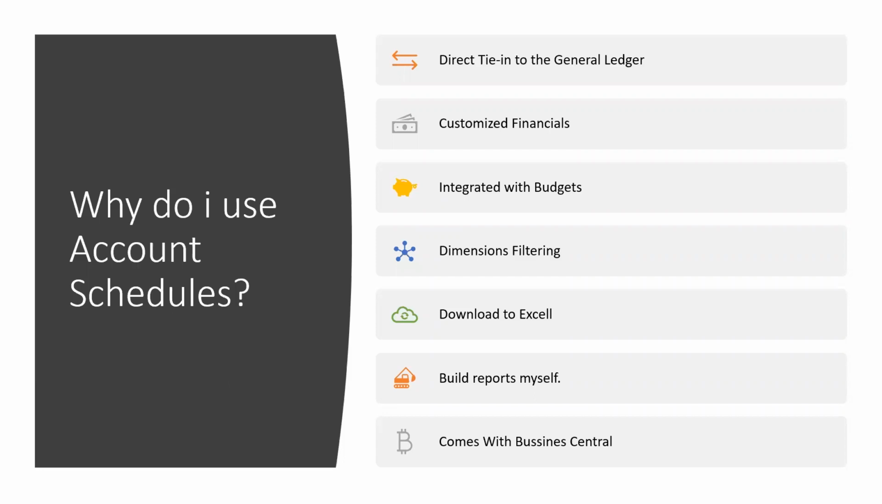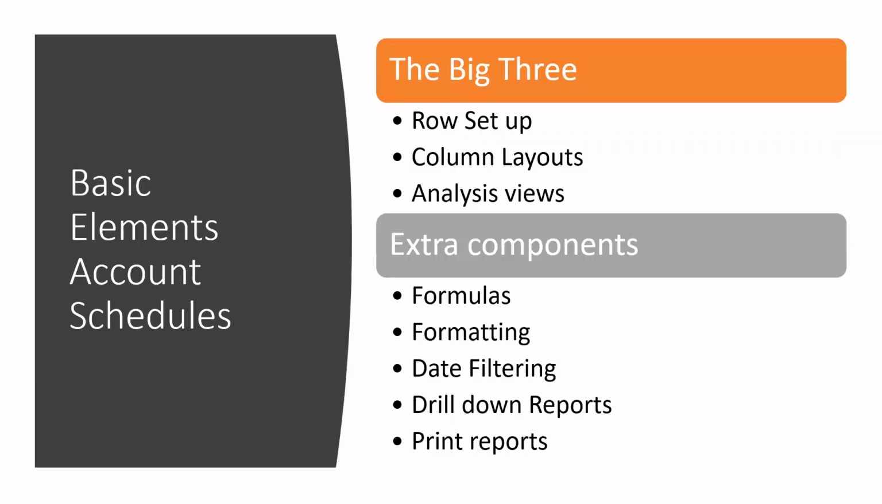This is all standard. Then the basic elements we are going to check today. This is actually just a name of how I explain it in my trainings. The big three is the way we are going to be able to understand a structure. So we have a row setup, a column layout, so we have an X and a Y component like Excel does, plus something that we call analysis view, where you could tell, hey, I would like to see my specific financial information by any of my dimensions.